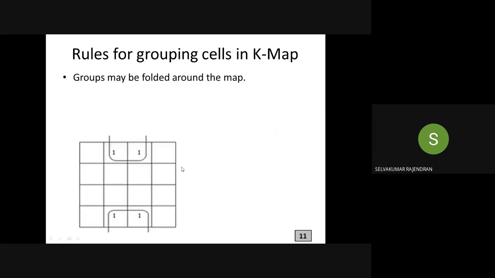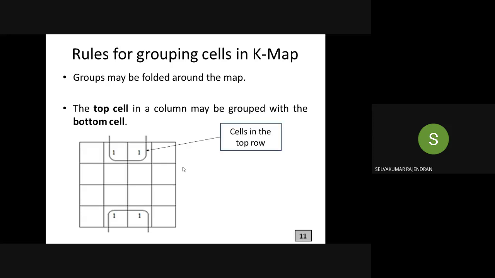Similarly, the top and bottom rows can be grouped together. Here we have two ones in the top row, and here also two ones in the bottom row. These two and these two ones can be grouped as a single group, which means a group of four ones.